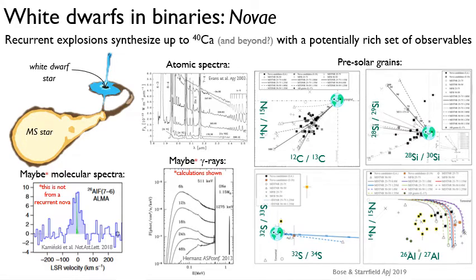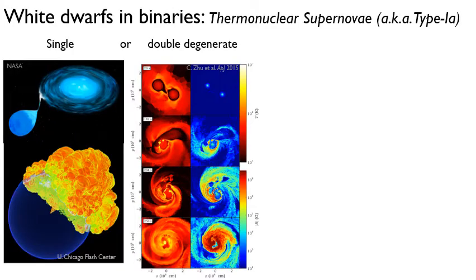There are other potential observables that astronomers are working on, using gamma rays, using emission from rotating molecules, different things that we can potentially see. So these are pretty cool. Now, white dwarfs in binaries can also end in very dramatic scenarios that we call a thermonuclear supernova. That means that it's powered by nuclear burning, which is also called a type 1a supernova. Now, type 1a supernovae, we don't exactly know how they happen.